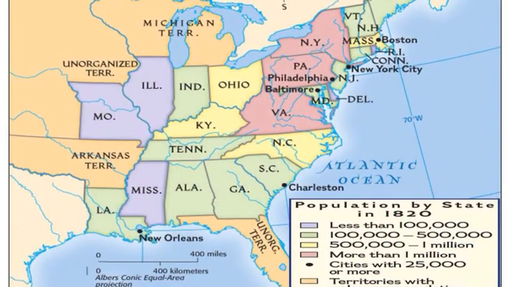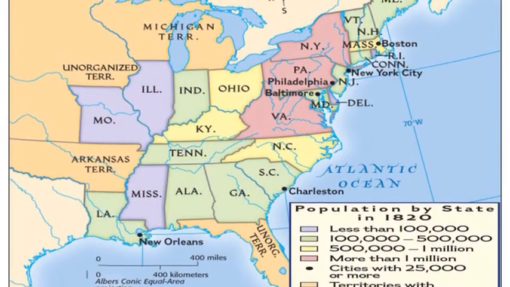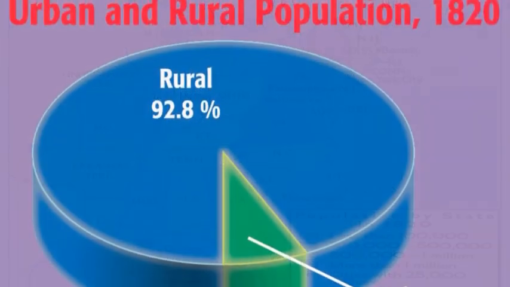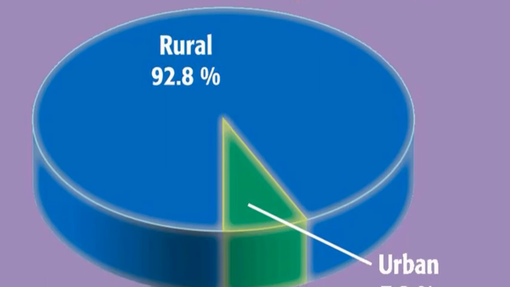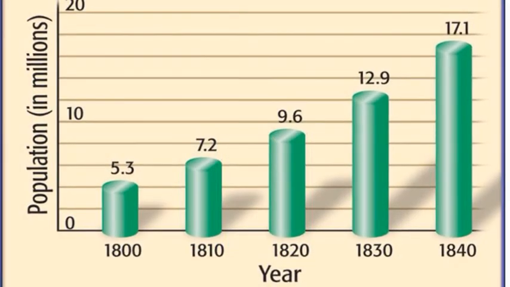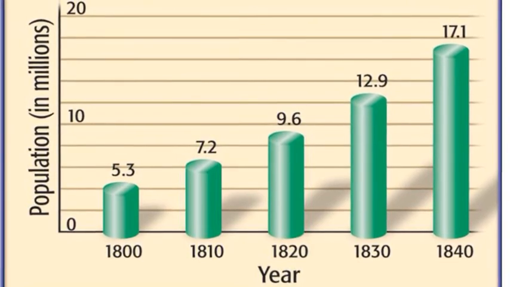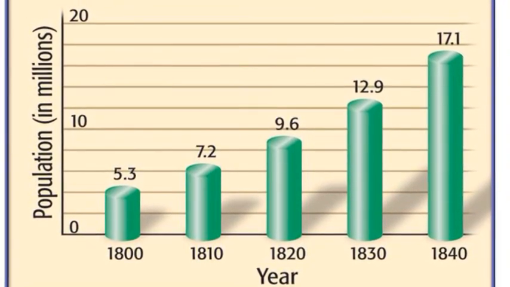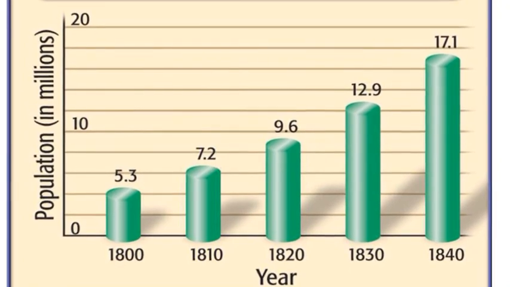This is a map of the United States in 1820, and we'll be studying the changes in populations. But we also want to focus on how early on the population was 90% rural. And if you look here, from the 20 years that we're going to be studying, from 1820 to 1840, the population of the United States is going to double. And we're going to look at some of the reasons why.